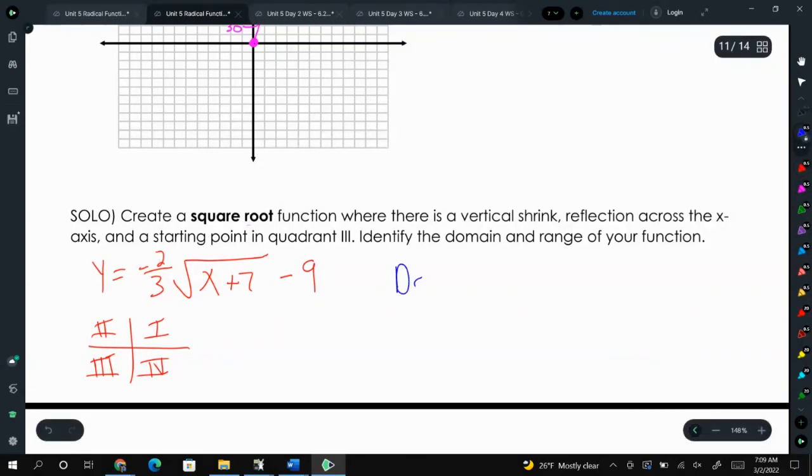So then your domain for this one would be -7, infinity, and your range would be negative infinity, comma -9, because we have that reflection over the axis.